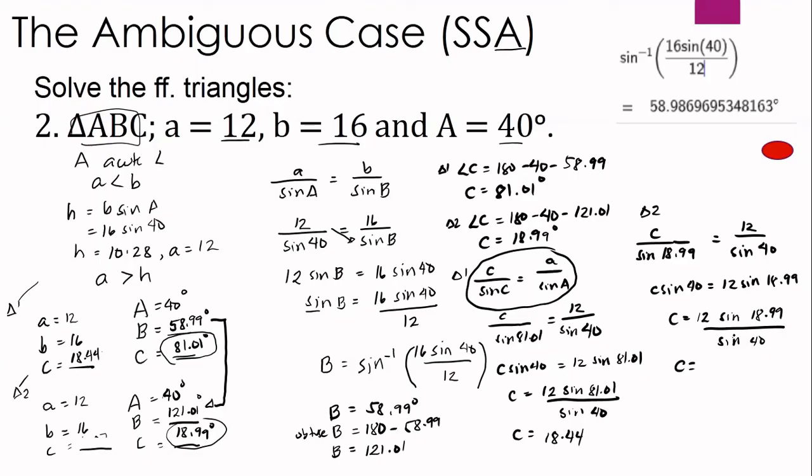12 sin 18.99 over sin 40. The answer is, yes, our answer is 6.07. So we have here 6.07. As you can see here, C is the shortest side. It is because the smallest angle is angle C. I hope you can still follow.